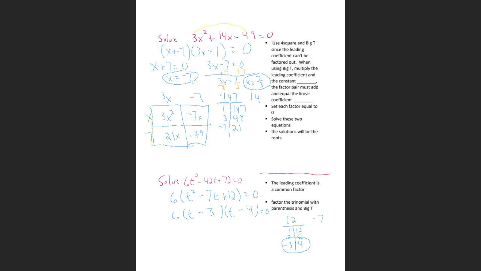So now we just set the factors equal to 0. But notice when I set 6 equal to 0, that's a false statement, so we just throw that out. T minus 3 is equal to 0. We just have to figure out what makes that true, and 3 would make that work. T minus 4, what's going to make that equal to 0 would be a 4. So we would just say T equals 4. So 3 and 4 would be the solutions to that quadratic equation.